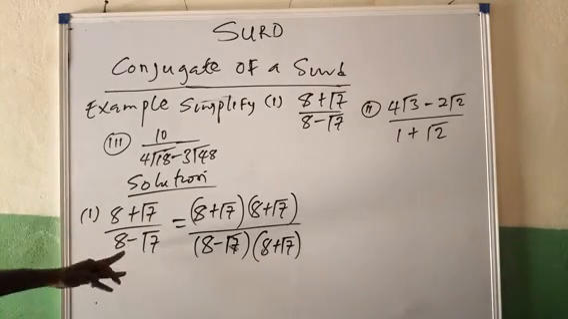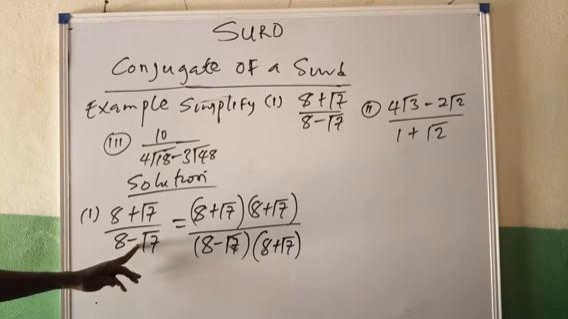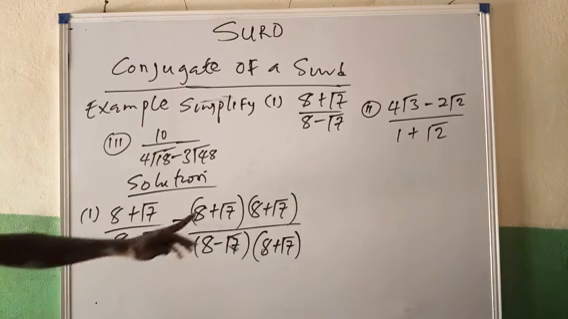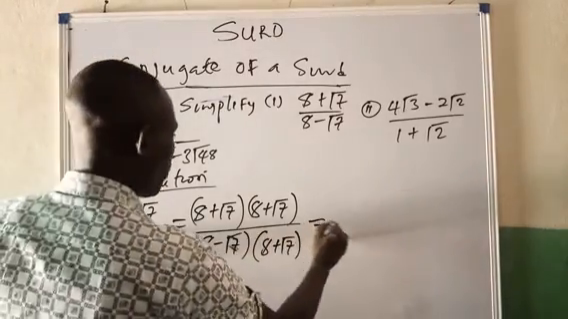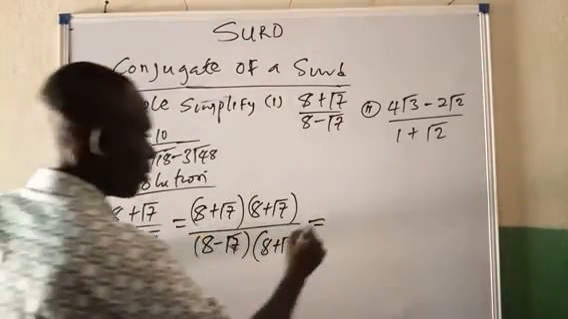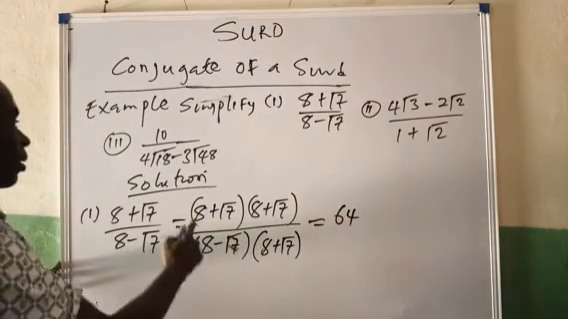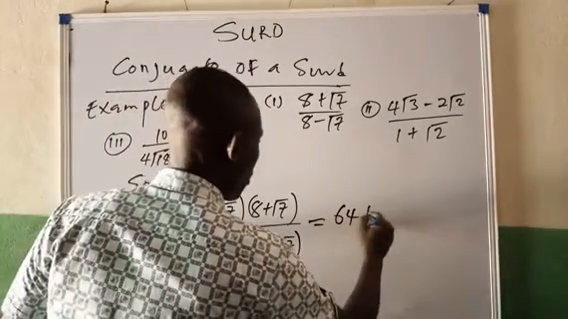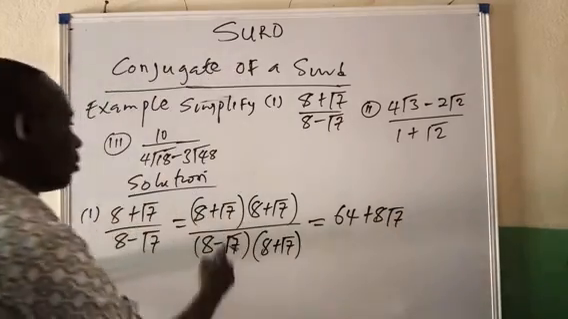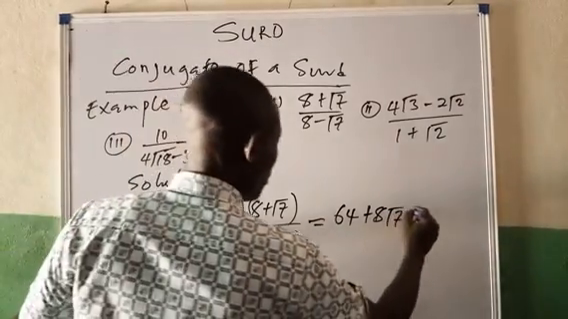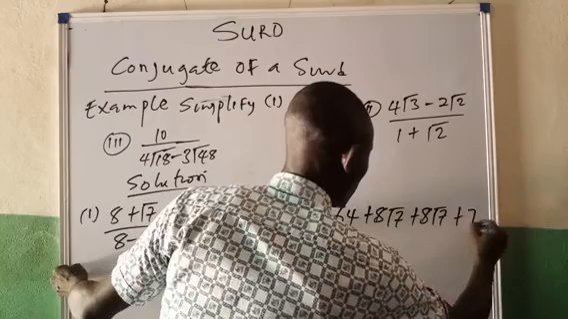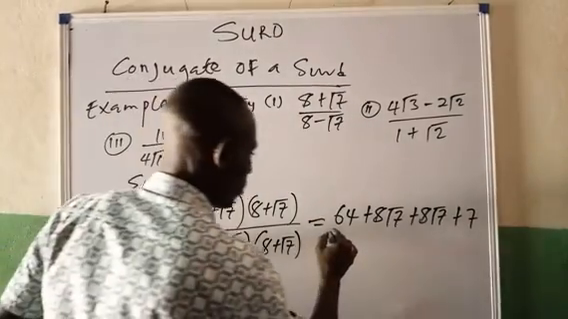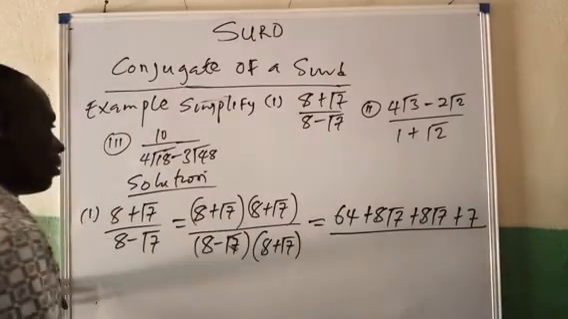I said use the conjugate to multiply. The conjugate of 8 minus root 7 is 8 plus root 7. So use it to multiply both the numerator and the denominator. Then you expand this, pay attention. 8 times 8 is 64. 8 times root 7, that will be plus 8 root 7. Root 7 times 8 is plus 8 root 7. Root 7 times root 7 is plus 7. This is over 8 times 8.